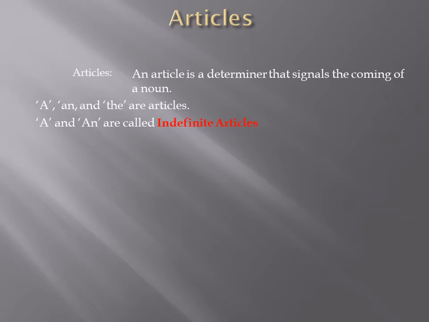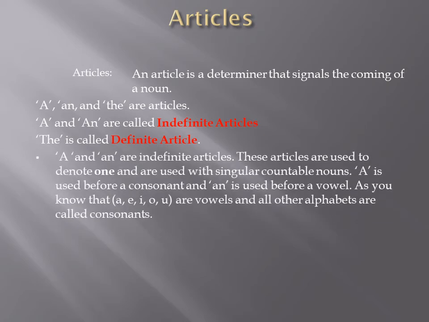A and an are called indefinite articles. The is called a definite article. A and an are indefinite articles. These articles are used to denote one and are used with singular countable nouns. Actually, a and an both are indefinite articles and we have to put them before a singular countable noun. But we have to differentiate where we have to put a and where we have to put an. A is used before a consonant and an is used before a vowel. As you know, A, E, I, O, U are vowels and all other alphabets are called consonants.